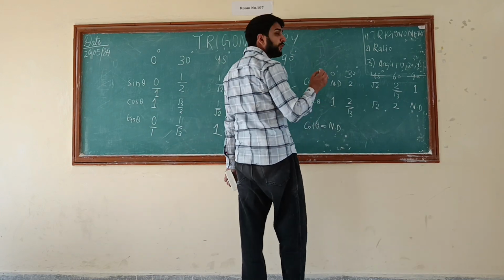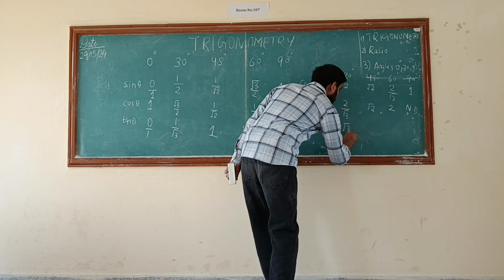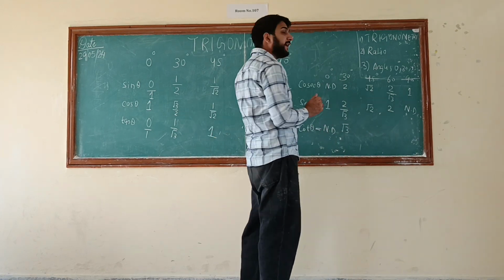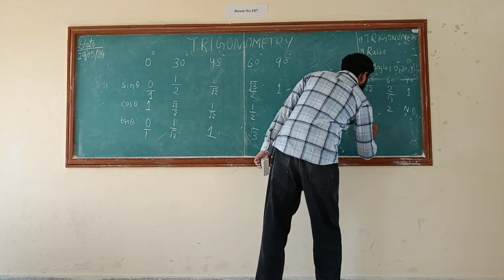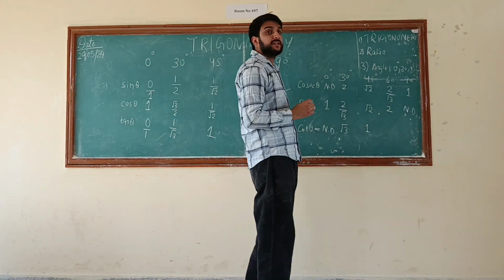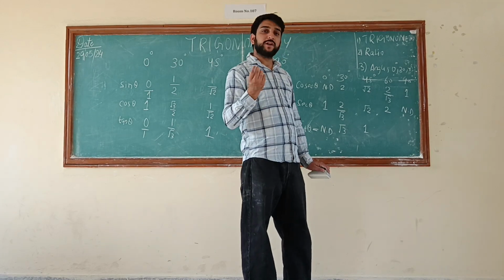Tan 30 degrees is 1 upon root 3. So cot 30 is root 3. Tan 45 is 1. So cot 45 is also 1. Tan 60 is root 3. So cot 60 is 1 upon root 3.